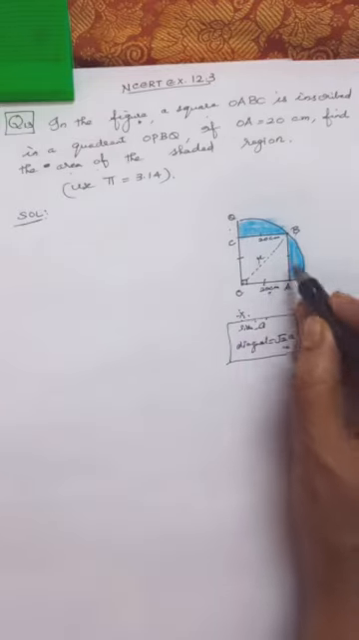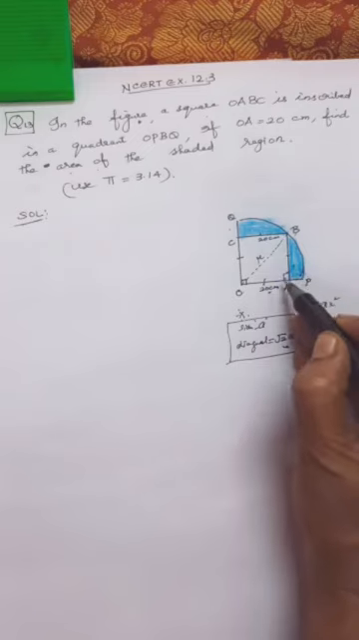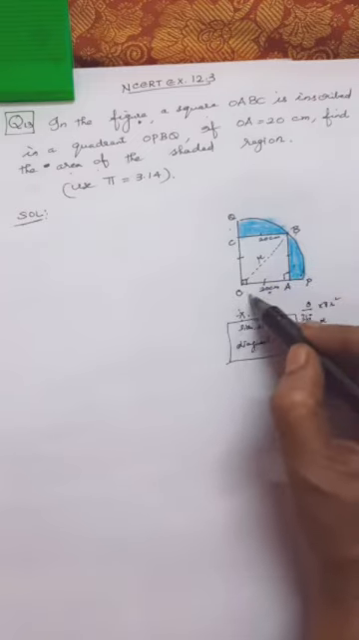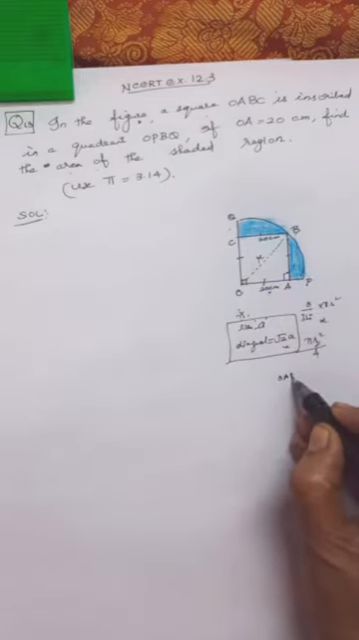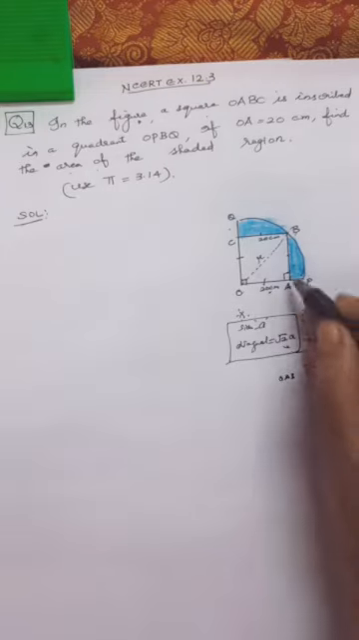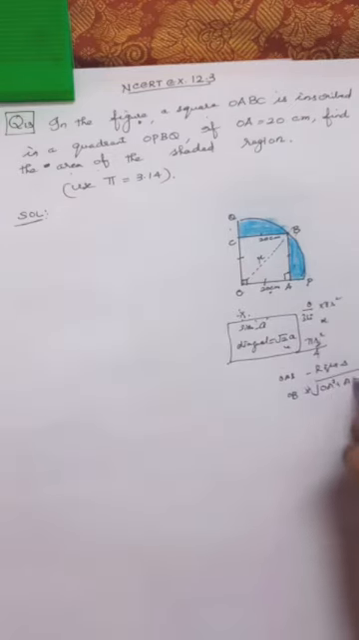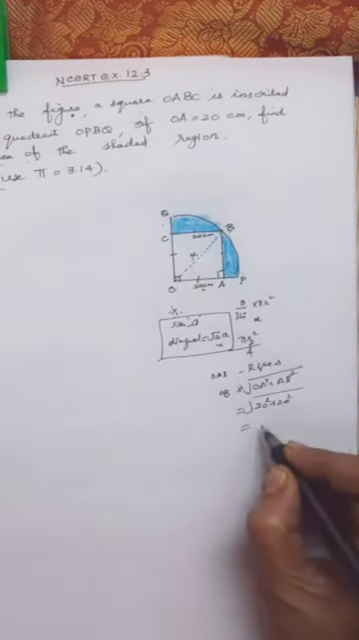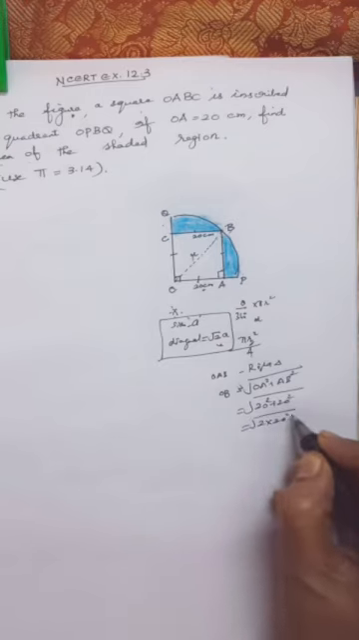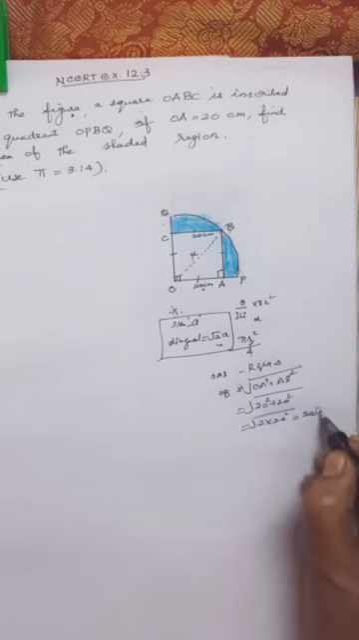Otherwise, you can make use of Pythagoras theorem, because everywhere the four angles are 90 degrees. OA and AB are perpendicular to each other, so OAB is a right triangle and OB is the hypotenuse. OB is the square root of OA squared plus AB squared, that is 20 squared plus 20 squared, so 2 into 20 squared. Taking 20 squared out of the square root gives 20 into root 2, so 20 root 2 centimeter.